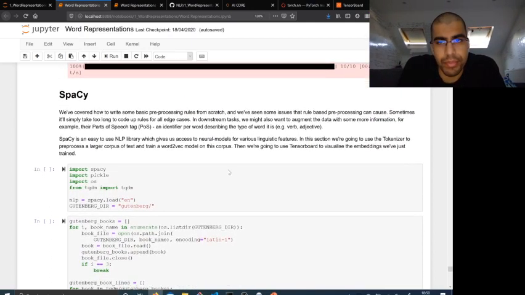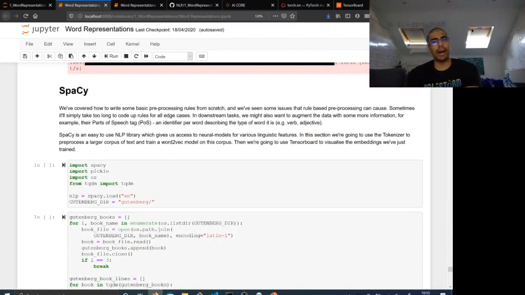Okay, so we saw some issues that using albeit primitive rules can cause for pre-processing. And sometimes it might just take too long to code up all the rules for every edge case. We might also want to augment our data with some more information as well. For example, a parts of speech tag, which has an identifier per word, which describes what type of word it is, for example a verb or an adjective. So spaCy is an NLP library which is very easy to use and gives us access to neural models, which allow us to have these kinds of various linguistic features.